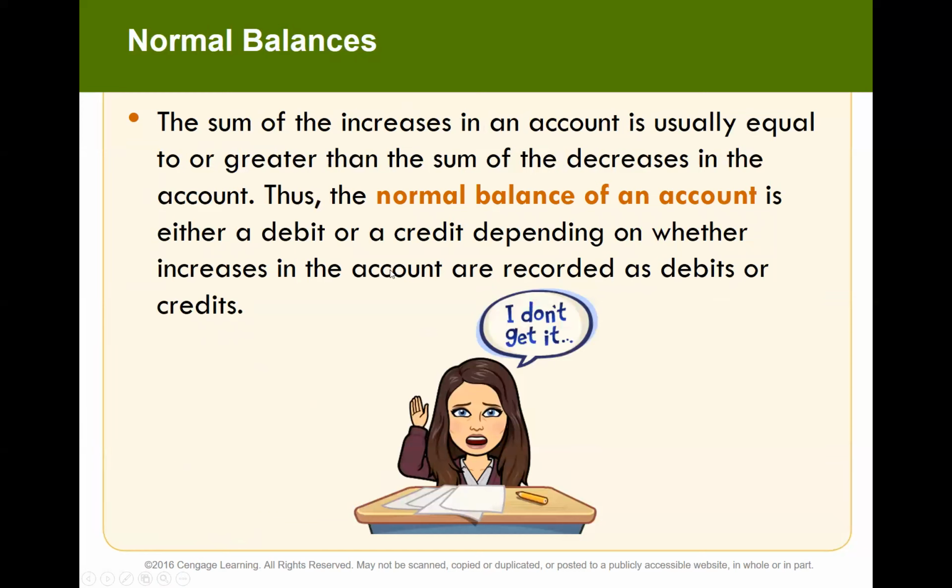That's basically what we're talking about here. It's like, what is the normal balance? The normal balance is whatever is used to increase the balance of that account. If a debit is used, then the normal balance is a debit balance. If a credit is used, then the normal balance is a credit.